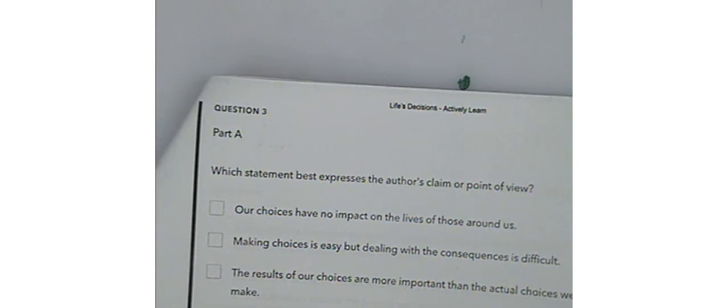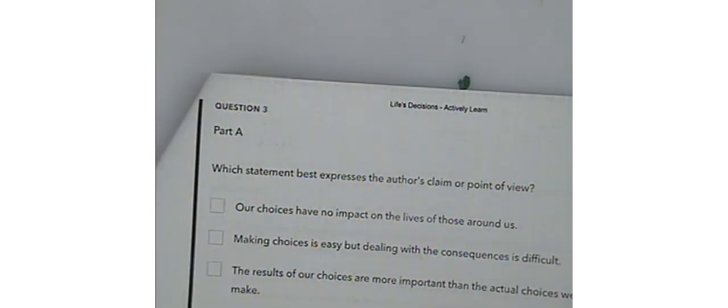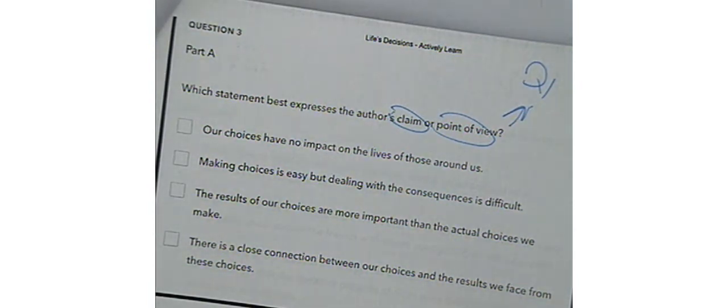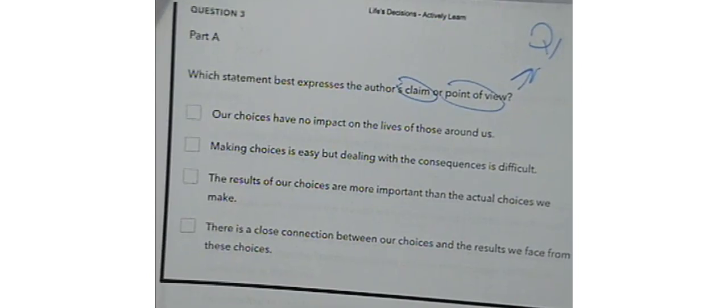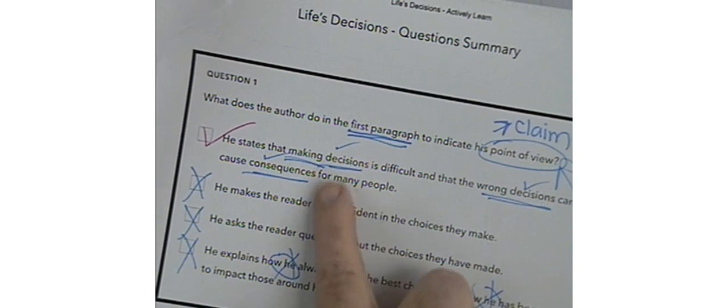Question number 3 was the most missed question in all of the classes. It says, which statement best expresses the author's claim or point of view? Claim, point of view. You should see a connection with question 1, which referred to the author's point of view and the author's claim. Now, that only referenced the first paragraph, but you should know that the claim and the point of view is usually pointed out in the first paragraph. So when we're looking at this, we know we're looking for keywords: decisions and consequences.